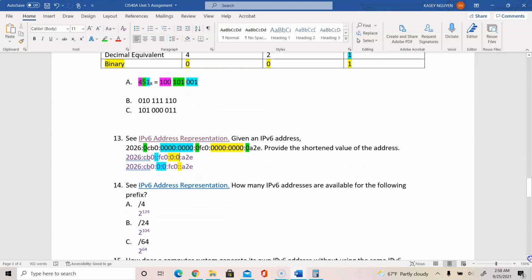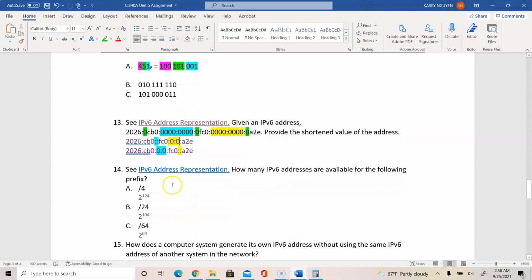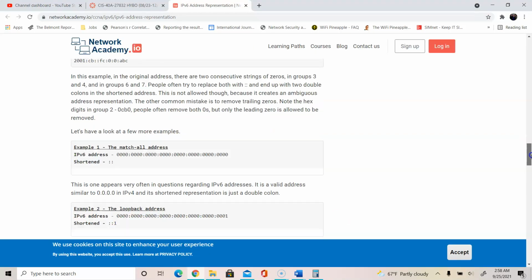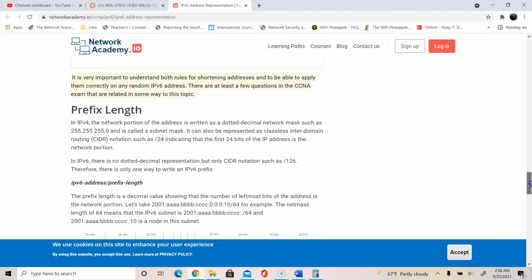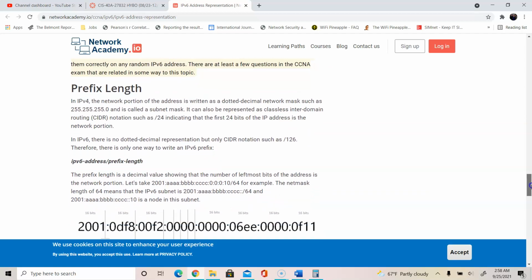Then you can also read the information about the prefix. So when you look up the information from that website, it talks about the prefix length. And this is often referred to as a CIDR or the CIDR number or value. It is a decimal value that shows the number of leftmost bits that the address network portion is used.